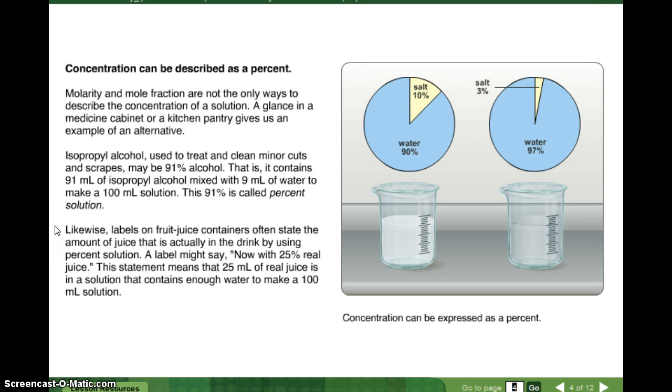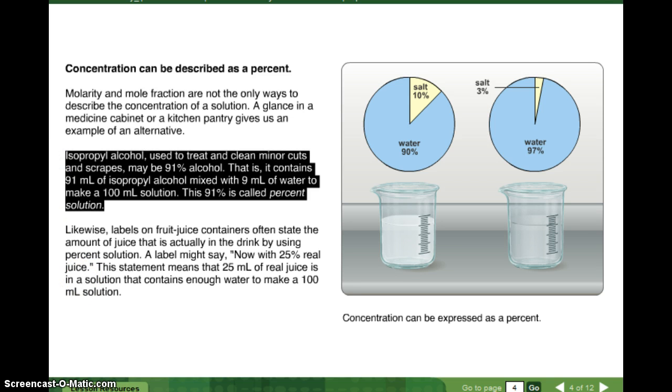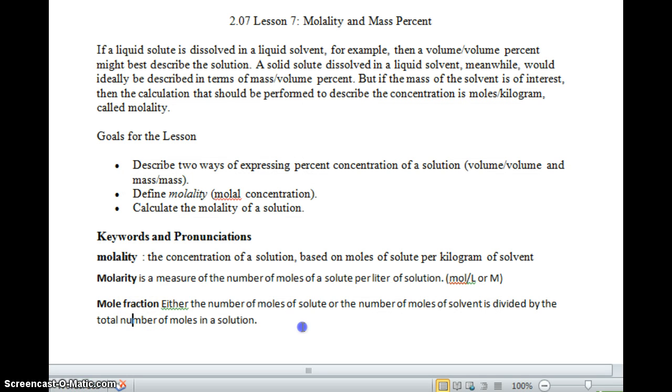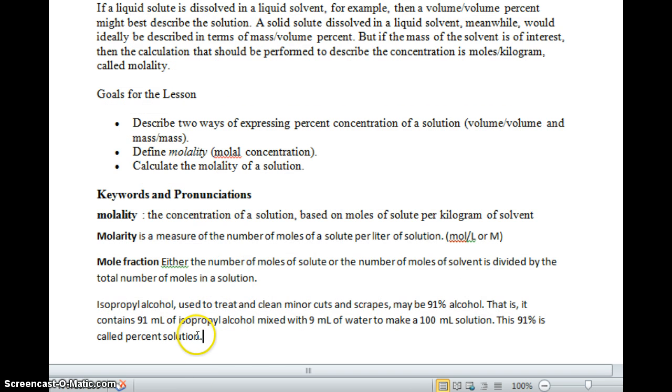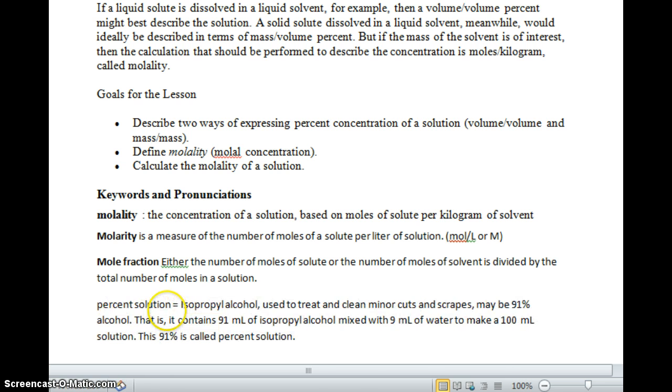Likewise, labels on fruit juice containers often state the amount of juice that is actually in the drink by using percent solution. A label might say, "now with 25% real juice." This statement means that 25 milliliters of real juice is in a solution that contains enough water to make a total of 100 milliliter solution. All right, so let's add in percent. And we'll put that under our key words too, because it is another way to talk about concentration.